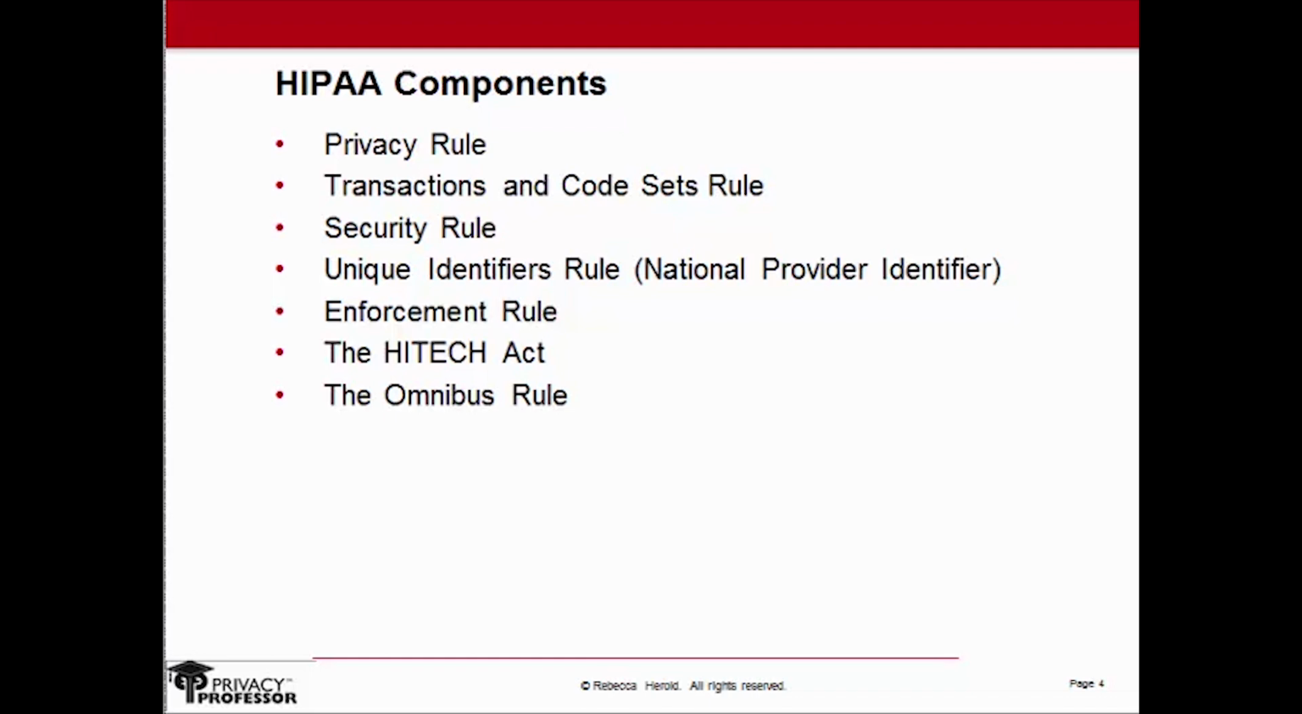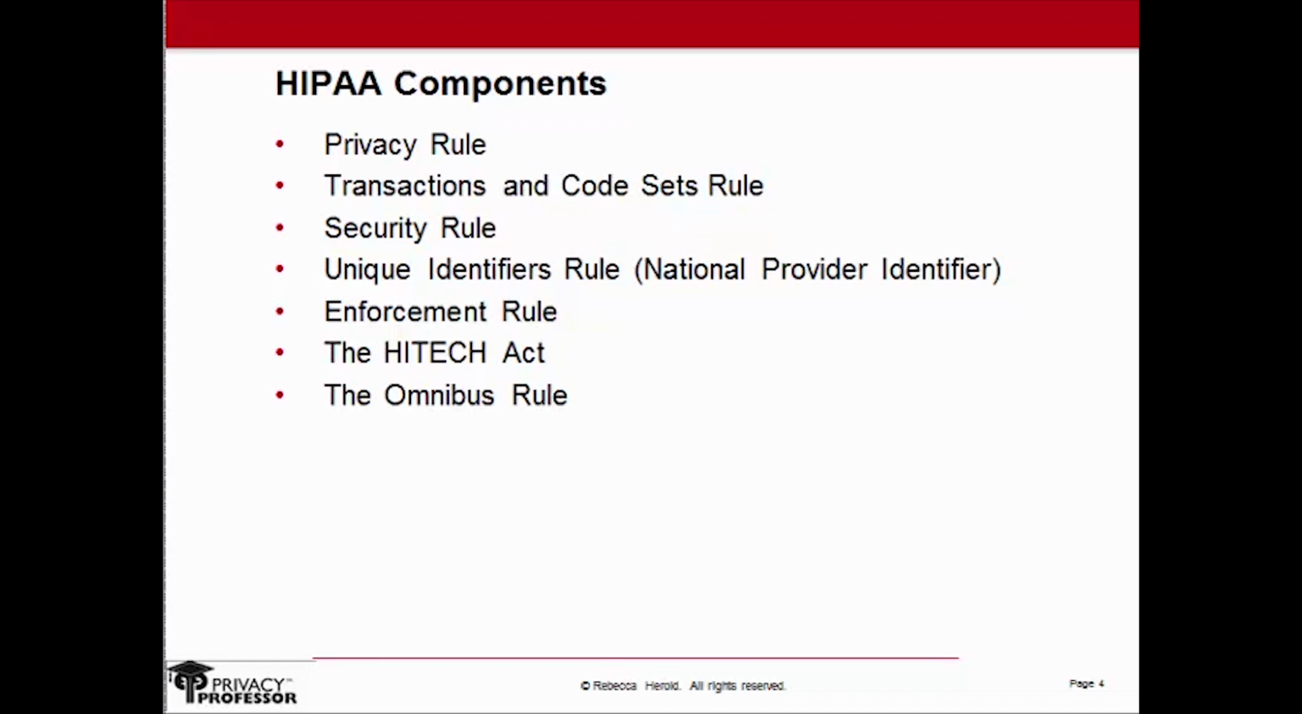The HIPAA privacy rule establishes national standards to protect individuals' medical records and other health information, and it applies to covered entities. Covered entities include health plans, which are your health insurance companies, healthcare clearinghouses, and all types of healthcare providers that conduct certain types of healthcare transactions electronically. And it also applies to the business associates of all the covered entities. And business associates are those entities that healthcare covered entities hire to do work for them that also have access to protected health information, or PHI.